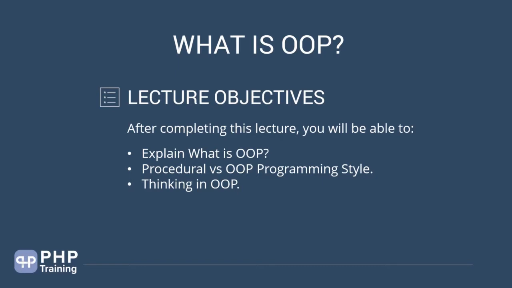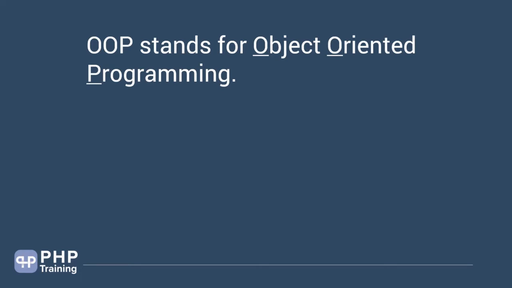So let's understand what is OOP. The word OOP is the short form of object-oriented programming. So when someone says OOP or OOPs, typically it's OOP, which is the short form of object-oriented programming. So these three words: object, oriented, and programming.